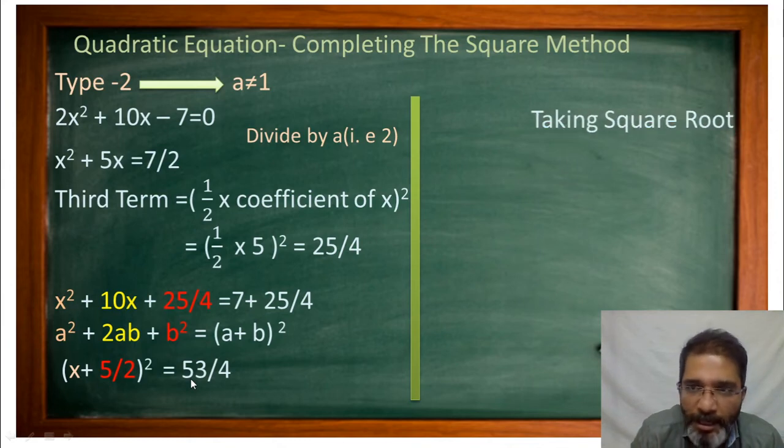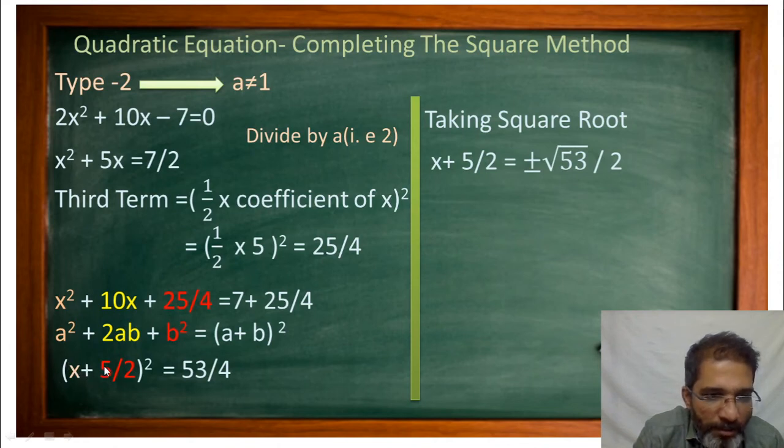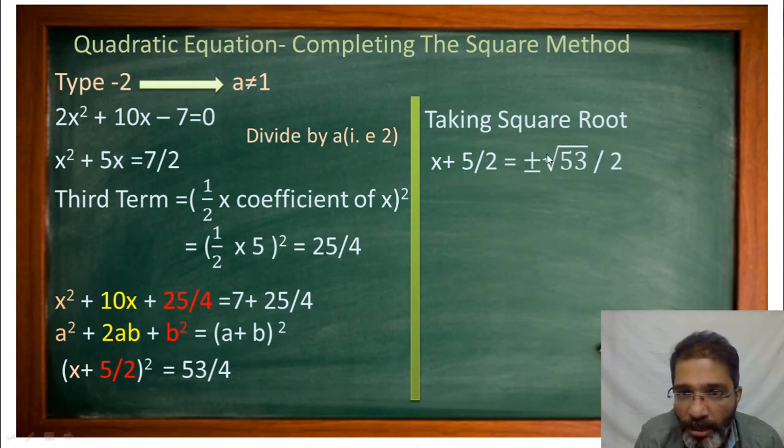Next step is the same, taking square root. If you take the square root of this term, (x plus 5 upon 2) bracket square, the square sign will go and I'll get plus or minus square root. Now remember this, here the fraction is 53 upon 4 whose square root is plus or minus root 53 upon 2. Okay, now 53 is not a perfect square, so I'm writing 53 under the root. 4 is a perfect square, so I'm writing 2 here.